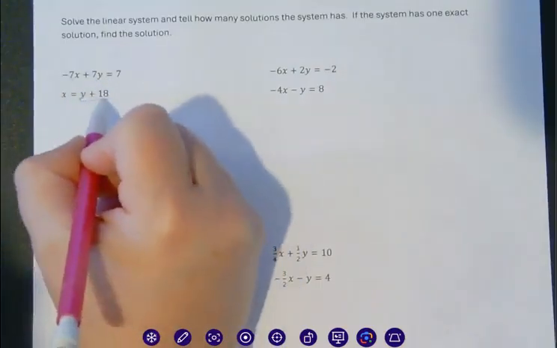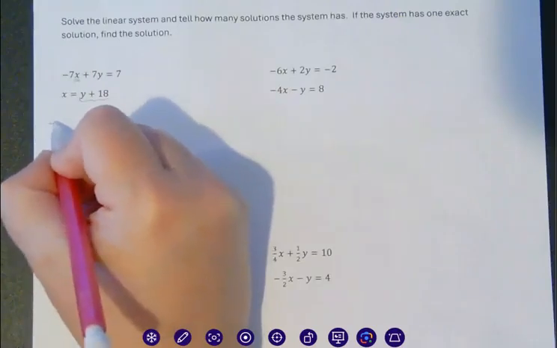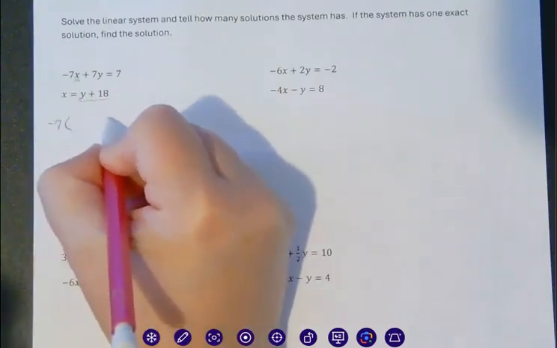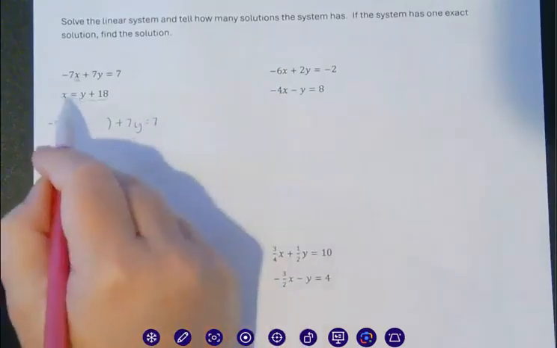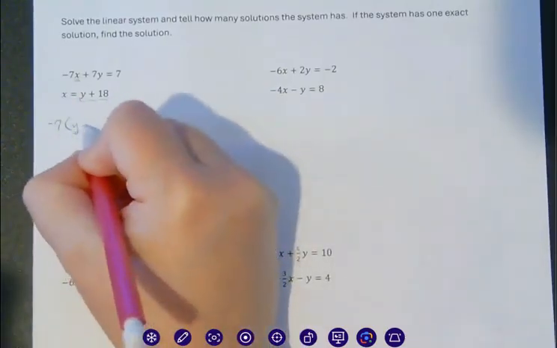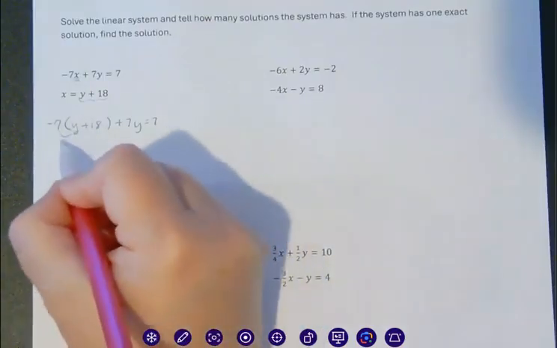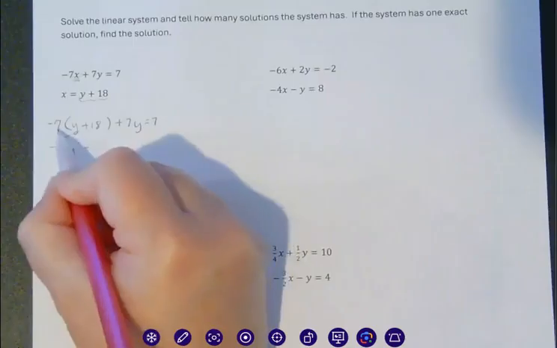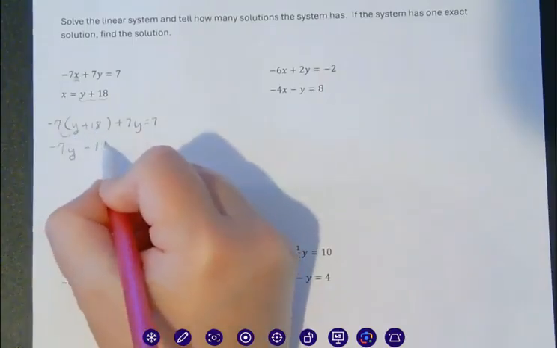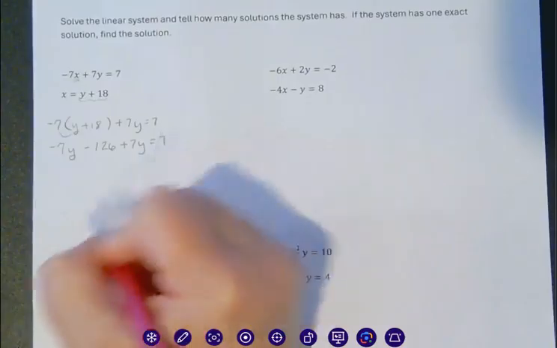I'm going to plug y plus 18 where the x is in the top equation. So negative 7 times x. I'm going to go back and fill in that. So x was y plus 18, so I'm going to substitute there. Now multiply negative 7y minus 7 times 18 is 126 plus 7y equals 7.